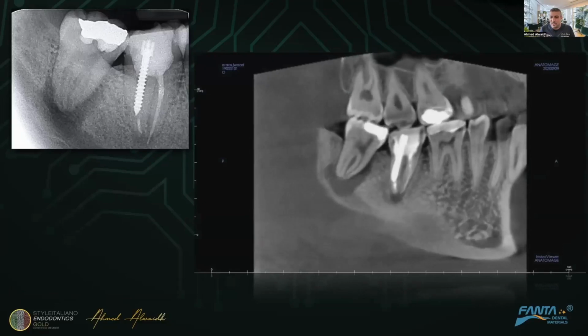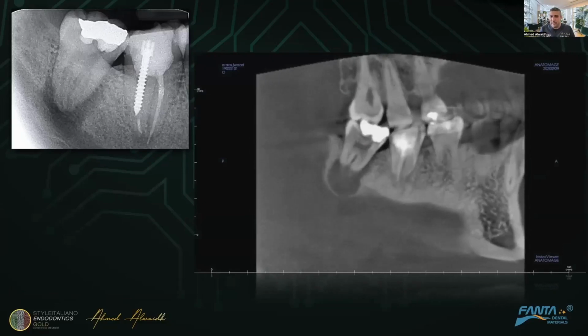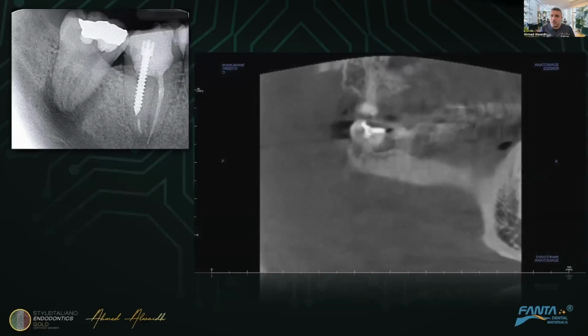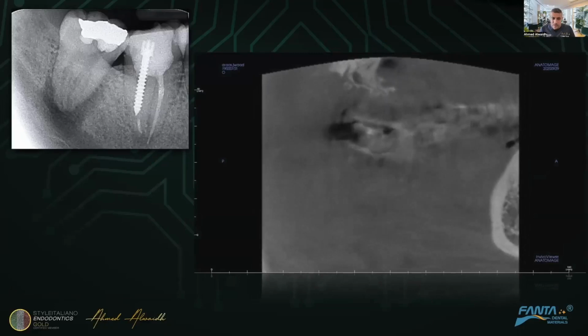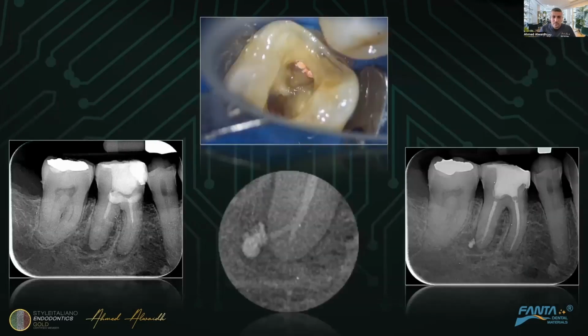And if you can see, there was no bone around the tooth. But we know the problem was from the necrotic pulp. So let's do root canal treatment, no need for extraction. Because if you know the cause, if you know how to disinfect and fill well, you will get good results.